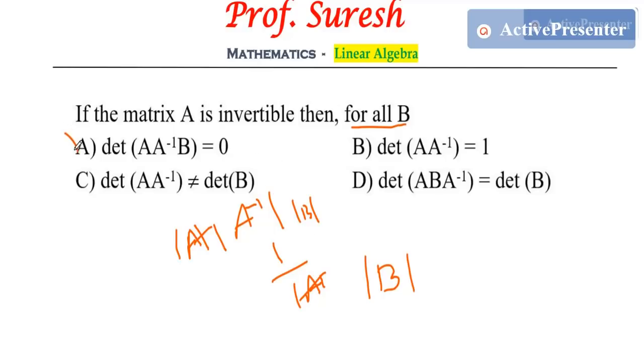So this is incorrect. And then the second one, A inverse A is nothing but I. So what is the determinant of I? 1. So this option is correct.